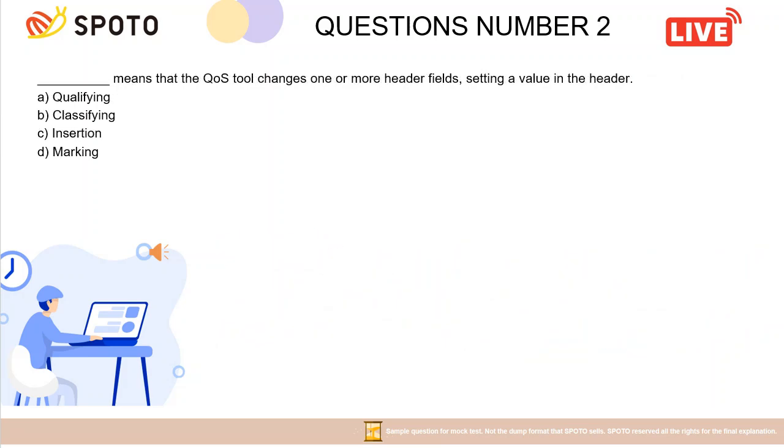Question 2. Underscore means that the QoS tool changes one or more header fields, setting a value in the header. A. Qualifying. B. Classifying. C. Insertion. D. Marking. You have 15 seconds to answer.